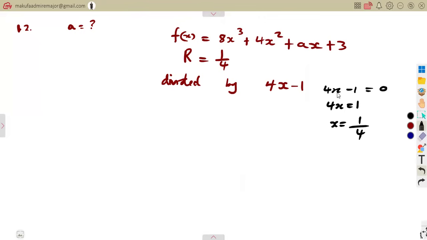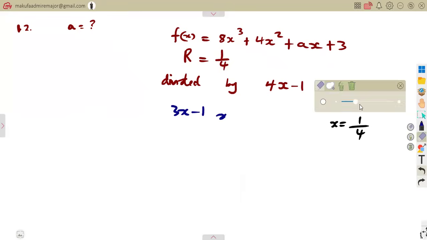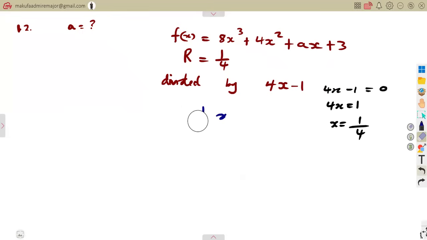This x is just a coincidence that these values are the same. This is not the one that you're seeing there. Just by coincidence, if it was divided by 3x minus 1, it means your x was going to be 1 over 3. It was not going to be 1 over 4. So it is just by coincidence that these two are the same: the 1 over 4, the value of x, and the 1 over 4, our remainder. So do not confuse that.